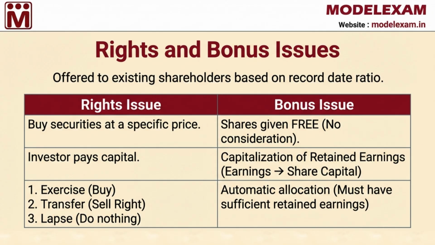Sometimes, a company wants to reward or raise funds specifically from its existing shareholders. This brings us to rights issues and bonus issues. In a rights issue, the company gives existing shareholders the right to buy more securities at a specific price based on a ratio fixed on the record date. As an investor, you can choose to exercise this right and pay capital to buy the shares, transfer your right to someone else, or simply let it lapse and do nothing.